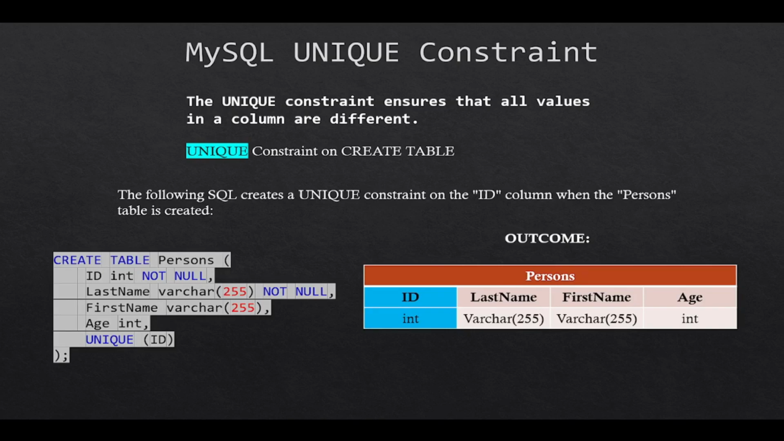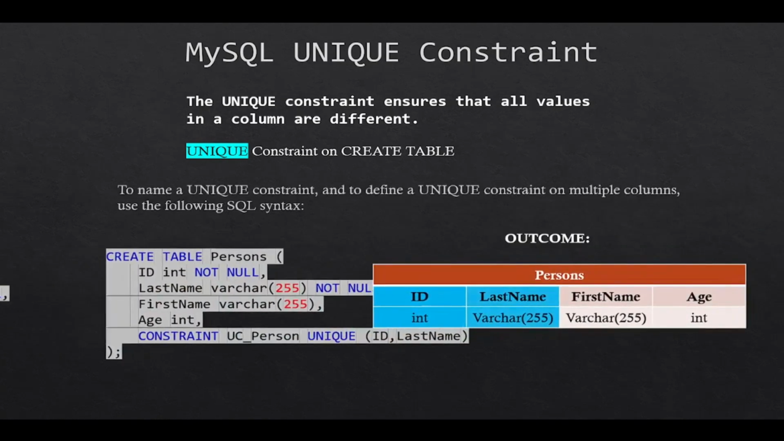Again, this code creates a table named person with four columns: ID, last name, first name, and age. The ID and last name columns are both set to not null, meaning a value must be entered for each row of data. And the ID column also has a unique constraint, ensuring each value in the column is unique. The first name and age columns are not set to not null, so they can be left blank. Overall, this code creates a table with data integrity constraints to prevent duplicate or missing data.